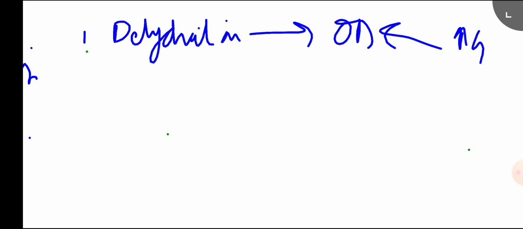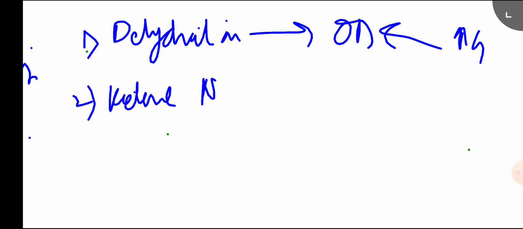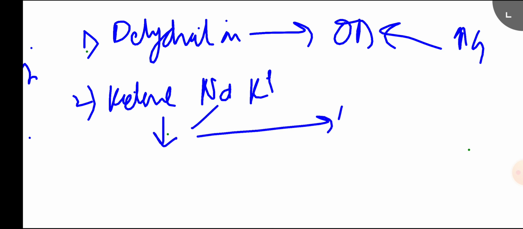Now the second thing is that you have ketones in your blood. These ketones go into the urine, and along with that they take the sodium and the potassium. So when they take the sodium and the potassium, the sodium and the potassium become low. Low sodium and potassium lead to nausea and vomiting.